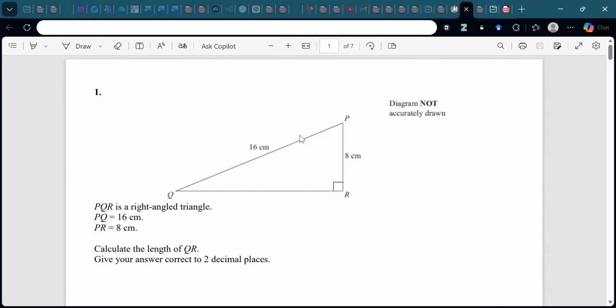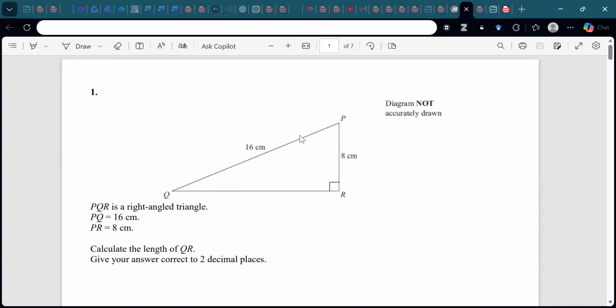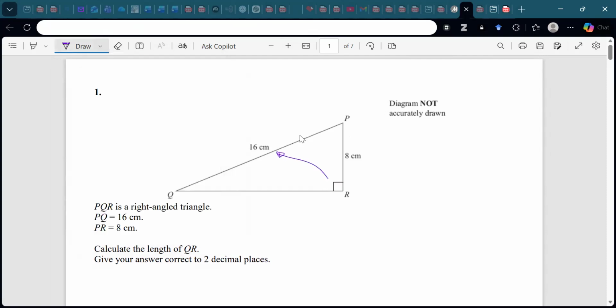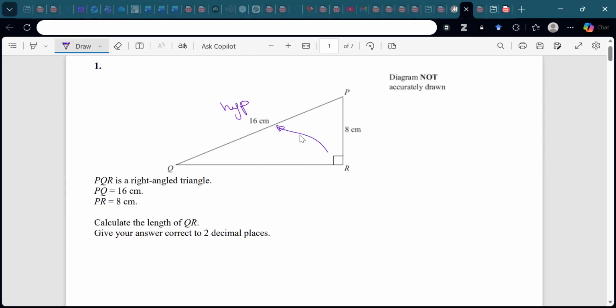So bear in mind, if we're looking at Pythagoras' theorem, it has to do with a right angle triangle. So in this right angle triangle, this little box in the corner is indicating to me that this side over here is my hypotenuse, we write HYP for short. So that's where my hypotenuse is. Notice it says find the length of QR to two decimal places. All right, so if we have the hypotenuse and square it, it's equal to side 1 squared plus side 2 squared.